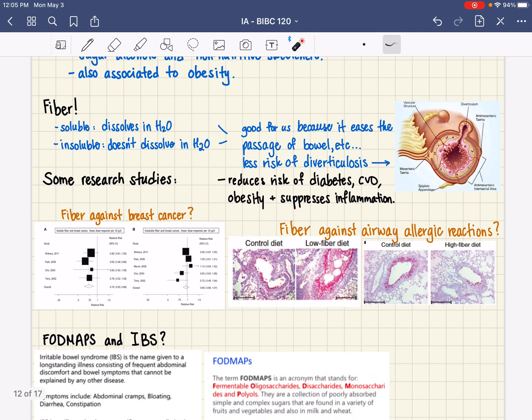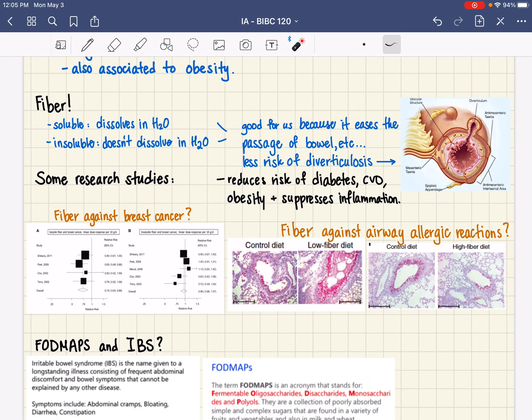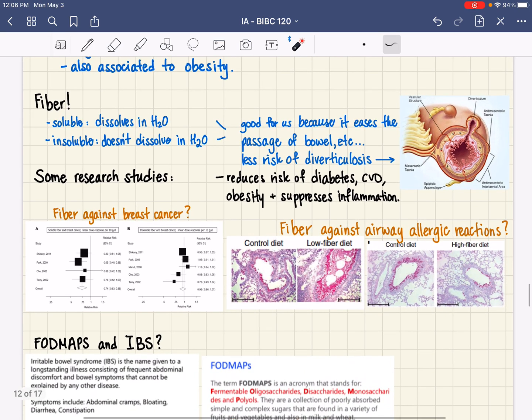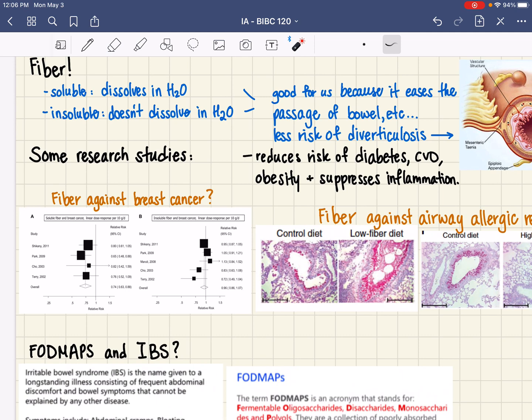Some of the research studies that we looked at involved fiber consumption, and not just mouse models, sorry, just research studies. This one wasn't on mouse models, and this one was. So let's talk about this first one right here. The first research study that we looked at was, can fiber act against breast cancer? And this was a meta-analysis.